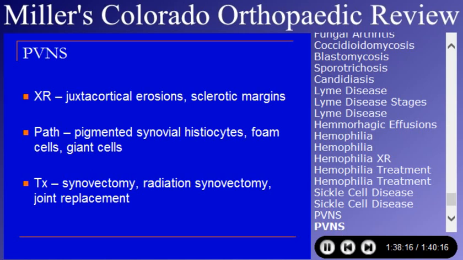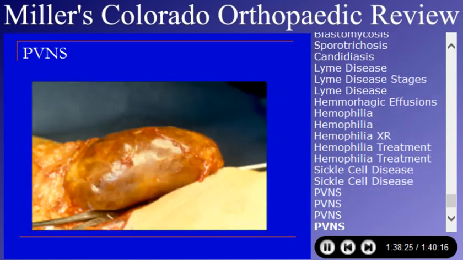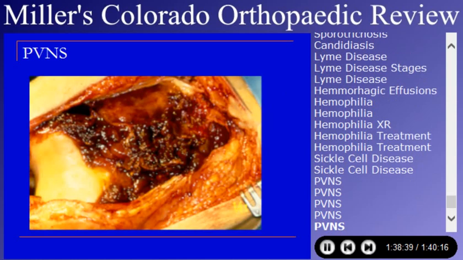Classic X-ray of PVNS with erosions on both sides of the joint. Sclerotic rim showing that it is a relatively chronic process. Comes in a couple of extremity forms. This is a nodular form of pigmented villonodular synovitis. It was not diffuse. The rest of the synovium in that knee looked reasonably good. And here is the diffuse form of pigmented villonodular synovitis, showing that the synovium is diffusely involved.